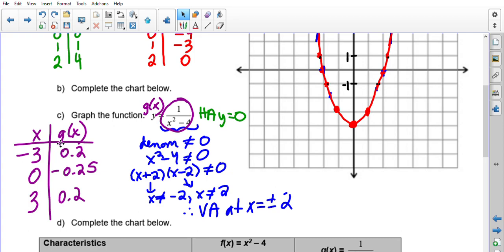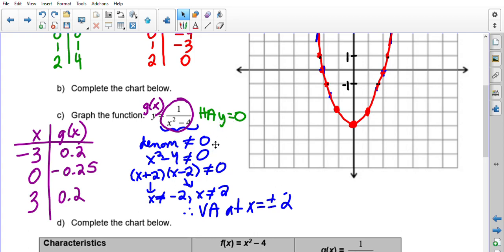For this case here, I'm just having us create a table of values with some random numbers, just so we can get an idea of where things go. These are just some random key points I plugged in for x, just to give myself an idea of where to plot some things. Just so you know, we're going to go over this a bit more later, but this one will have a horizontal asymptote of y equals 0. So just like the question before, there is a horizontal asymptote.